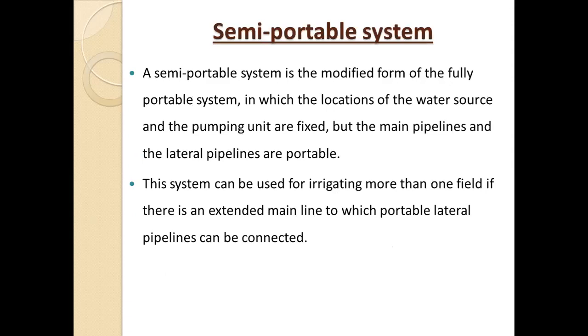Next is the semi-portable system. This is a modified form of the fully portable system, in which the location of the water source and pumping units are fixed, but the main pipelines and the lateral pipelines are portable. This system can mainly be used for irrigating more than one field if there is an extended main line to which portable lateral pipelines can be easily connected.